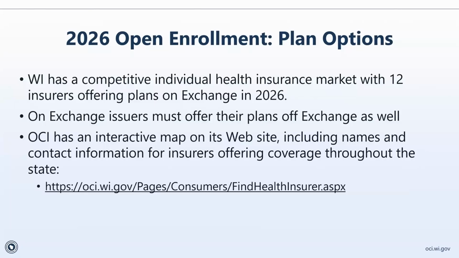Wisconsin has a competitive individual health market with currently 12 insurers offering plans on exchange in 2026. Those on-exchange insurers must also offer their plans off exchange as well. Located on this slide is the link to our website where you can specifically narrow down by county those plans that are available. The interactive map provides the critical information and links to companies that offer that specific coverage in the county being looked at.